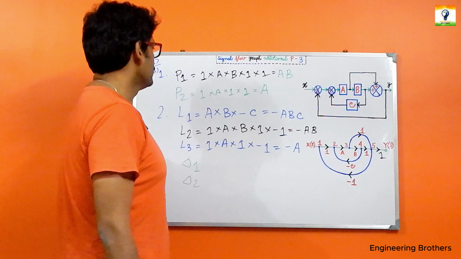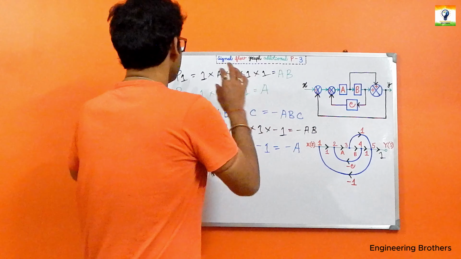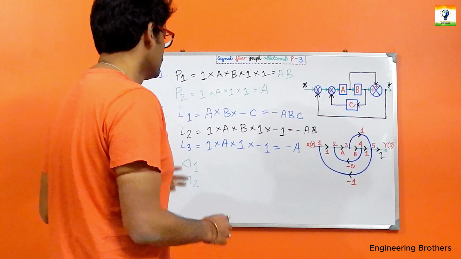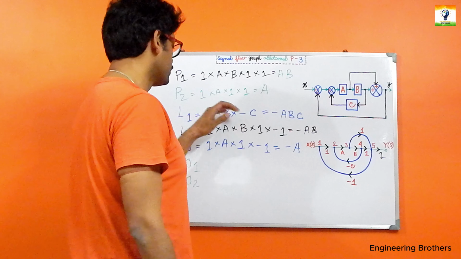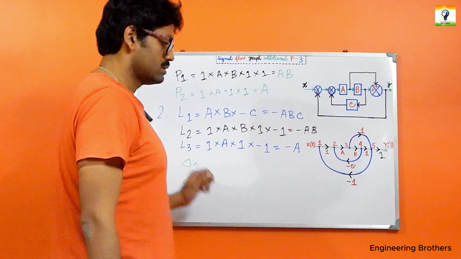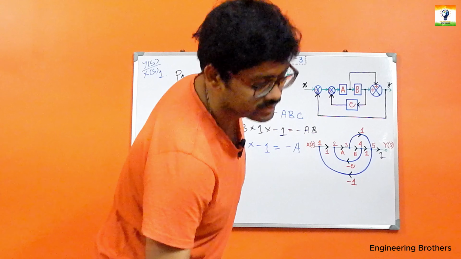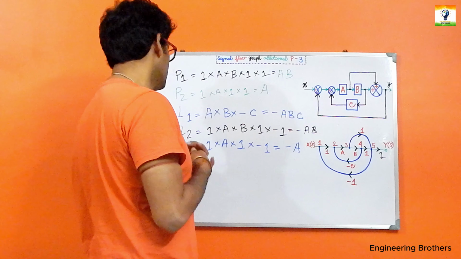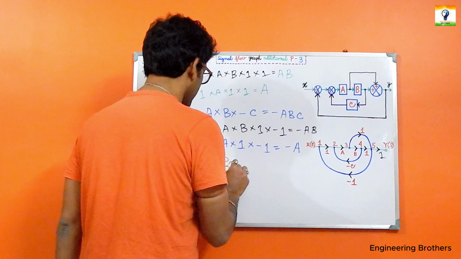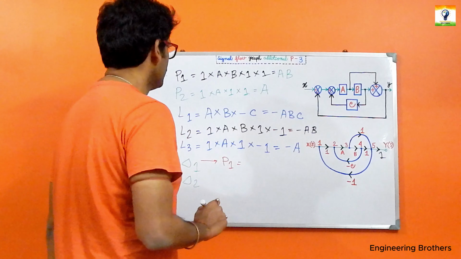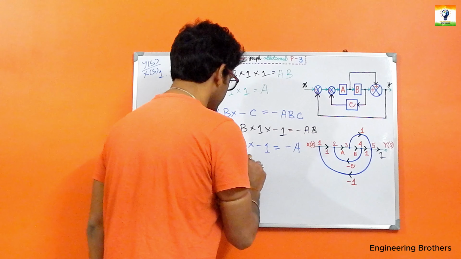In our previous step, we considered our two forward paths, and in our next step, we considered our loops. Now we are trying to find out the values for delta 1 and delta 2. The delta 1 is directly associated with our forward path P1, and the value for that forward path should be AB.